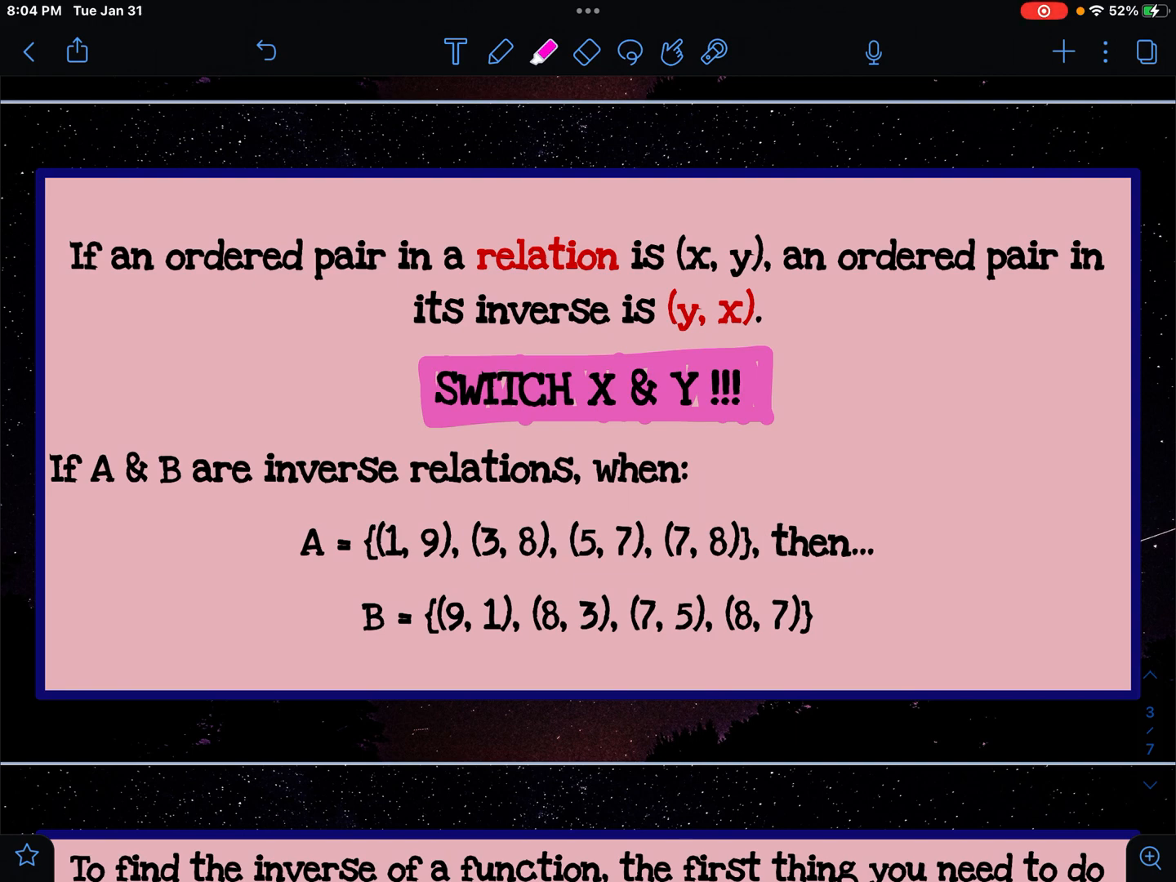So if we look at these two relations, it tells us here that they are inverses. It already tells us that. So look at the points. 1, 9, 9, 1. 3, 8, 8, 3. The x and y switch every time.